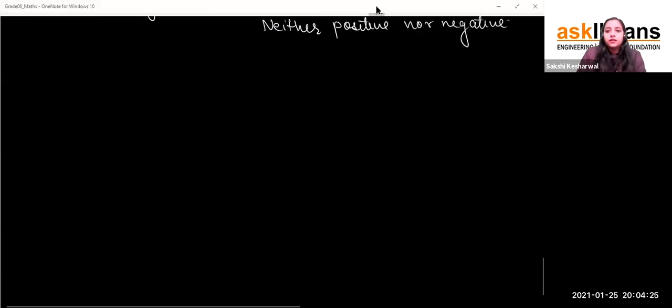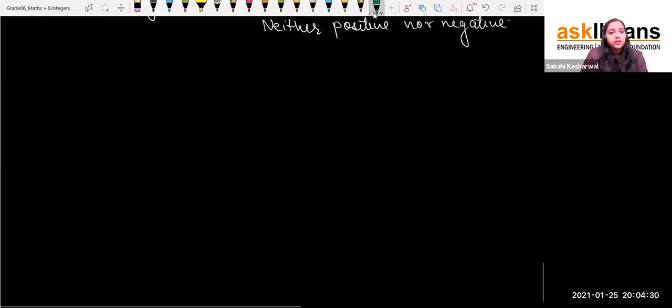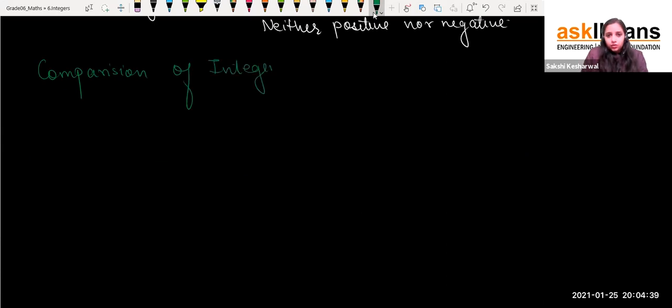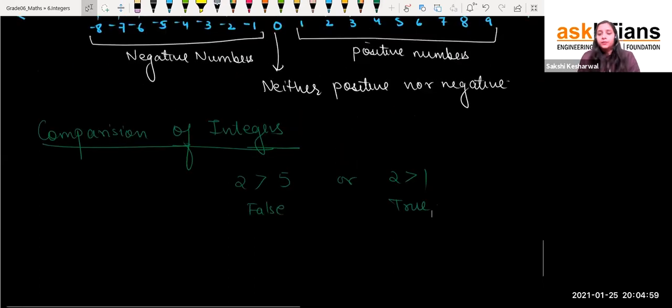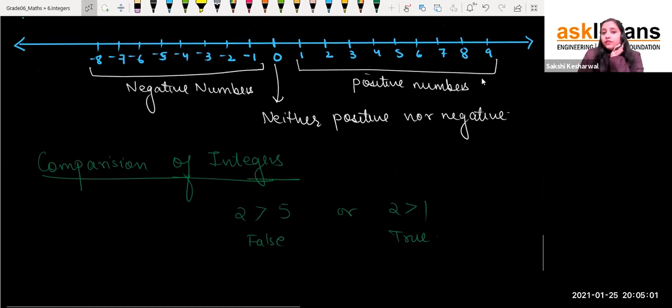Now what's the next heading? The next heading is comparison of integers, right? How the integers are compared? If I say 2 is greater than 5 or 2 is greater than 1, which one is true? The first is false, and this one is true, because we have seen on the number line that 2 is very close to the 0 and 5 is far from the 0, right?